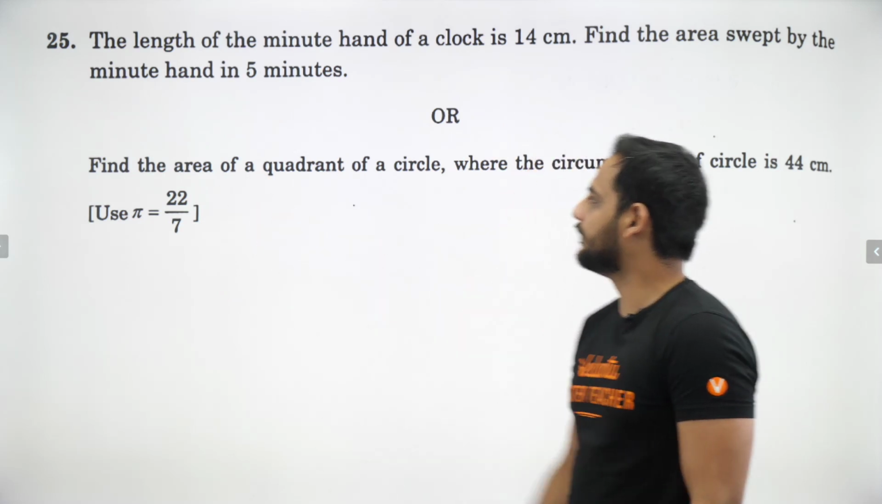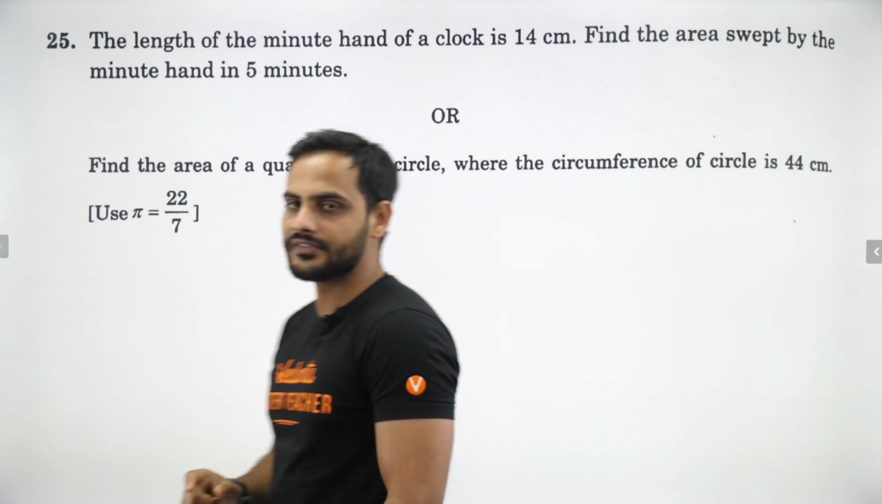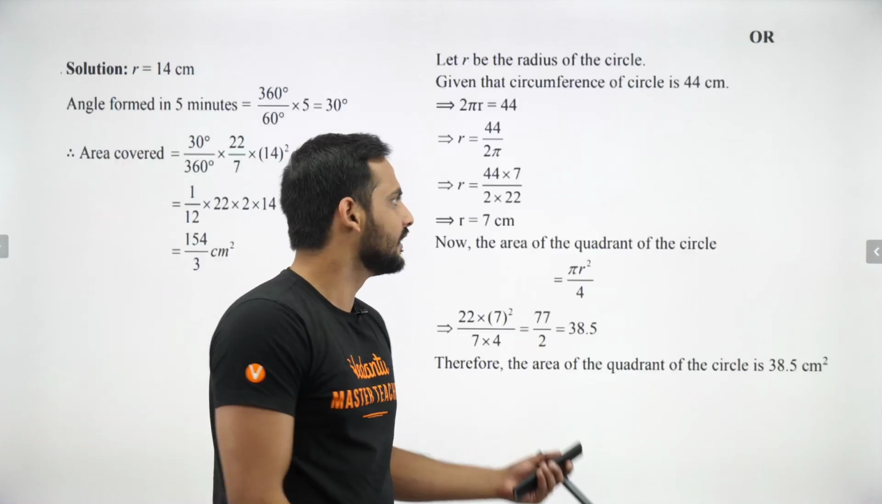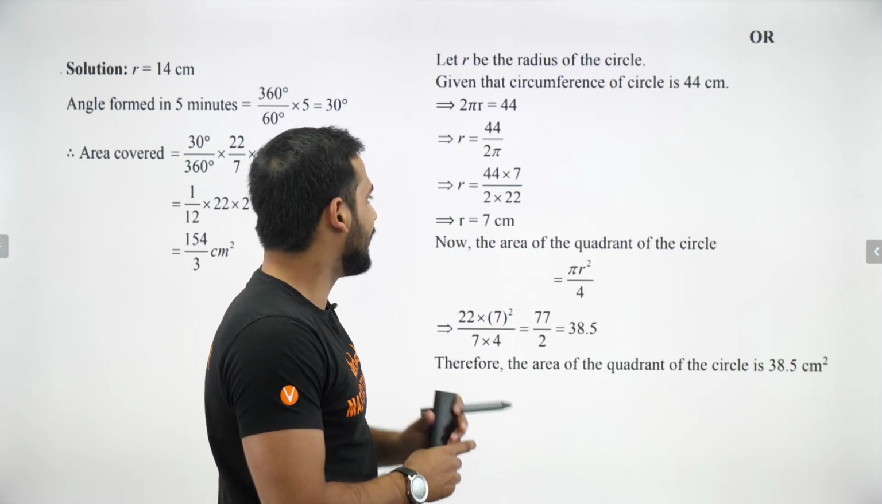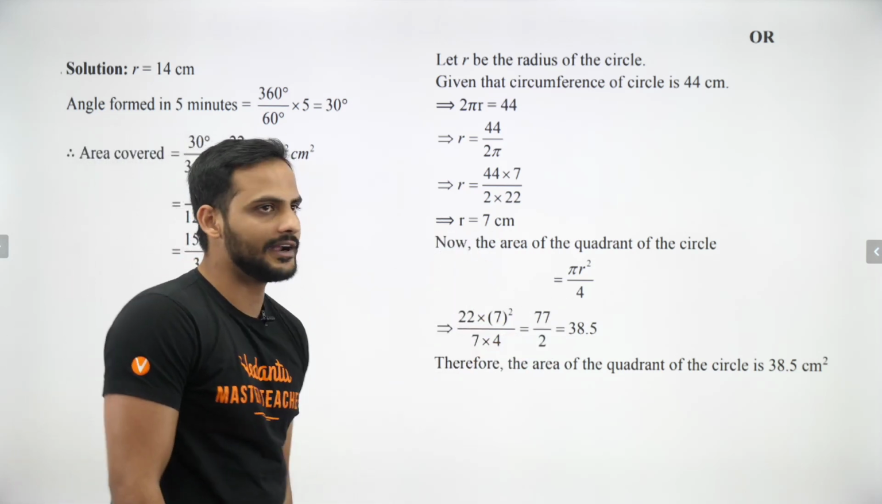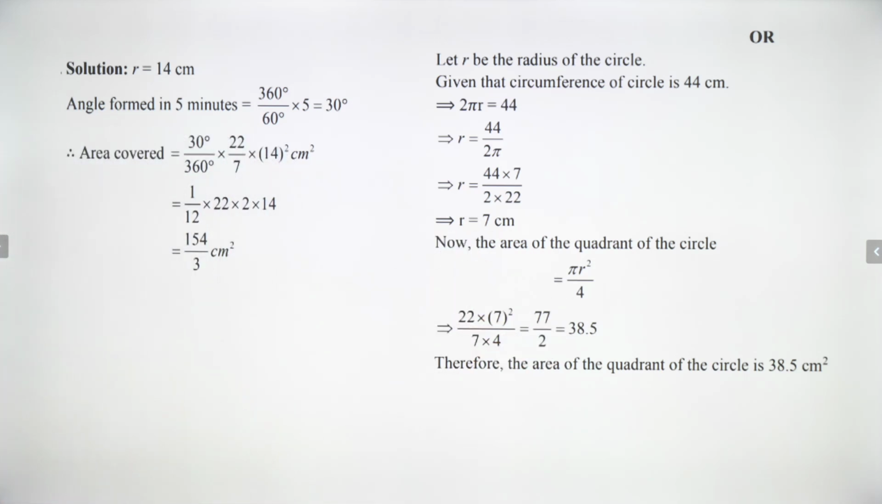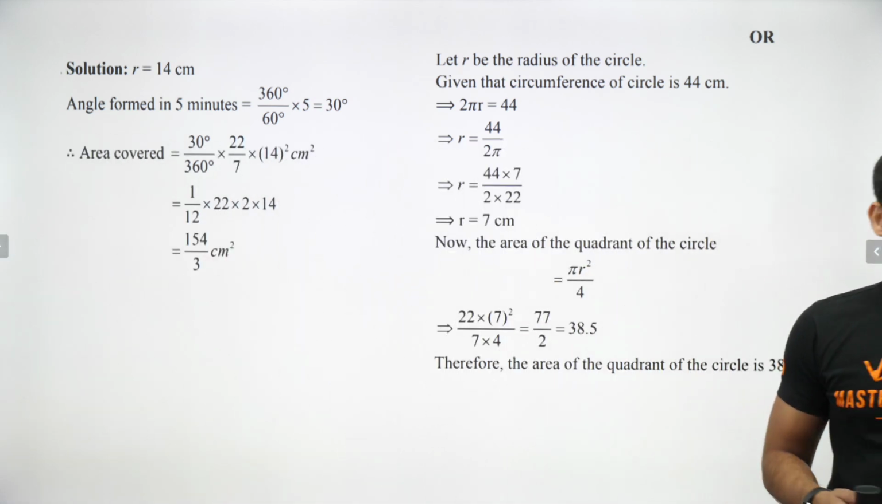मिल जाएगा आंसर. Find the area of the quadrant of a circle where the circumference of the circle is 44. So first, circumference of the circle is given, find out the radius. 2 pi r is 44, radius we have got as 7 centimeter. अब radius मिल गया, area of the quadrant is what? Pi r square by 4. कर लो, you will be getting 38.5 centimeter square. Okay, clear है? Is it clear?